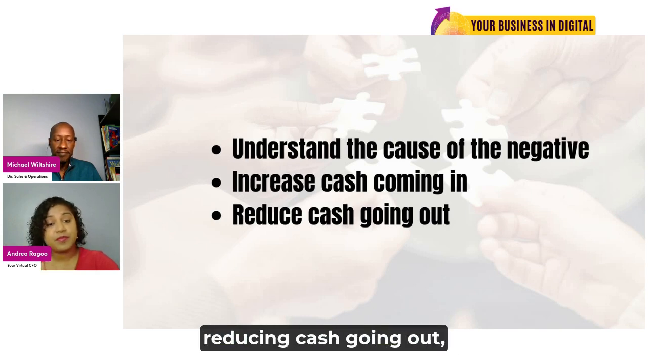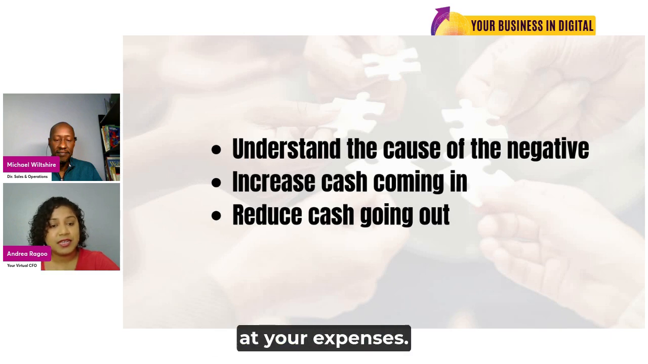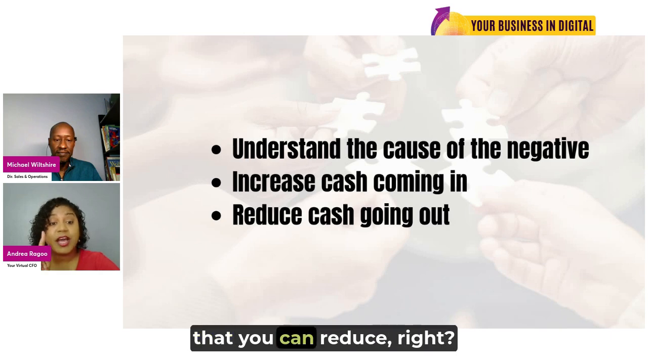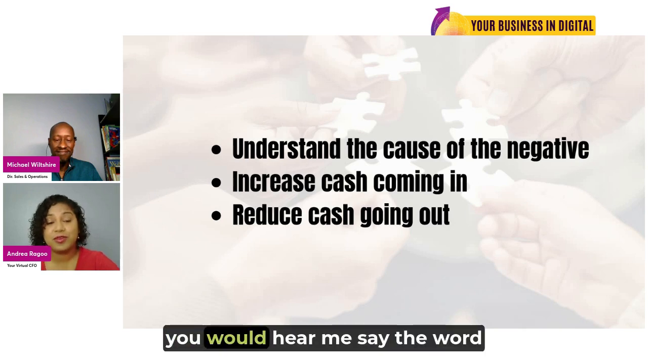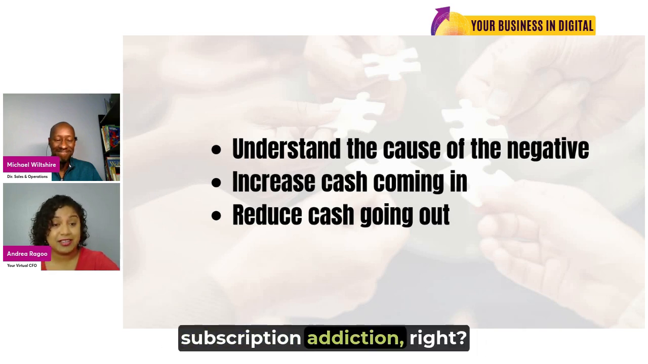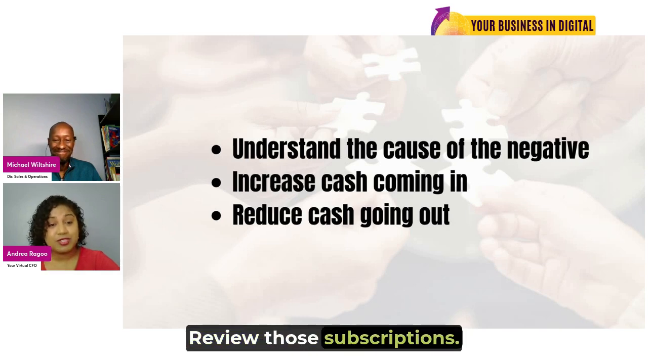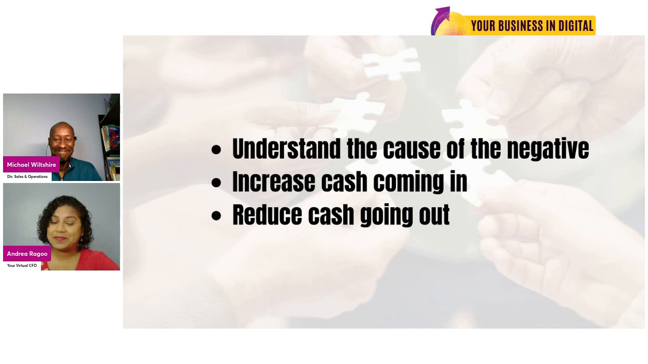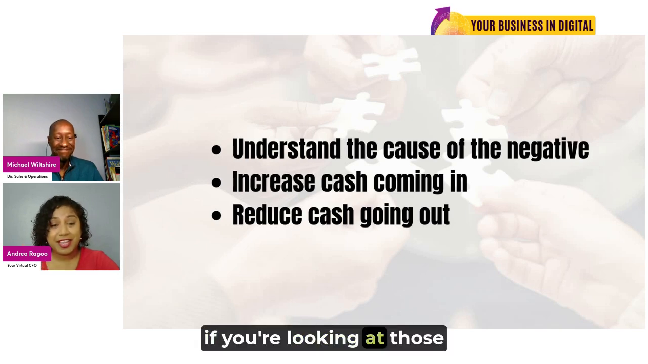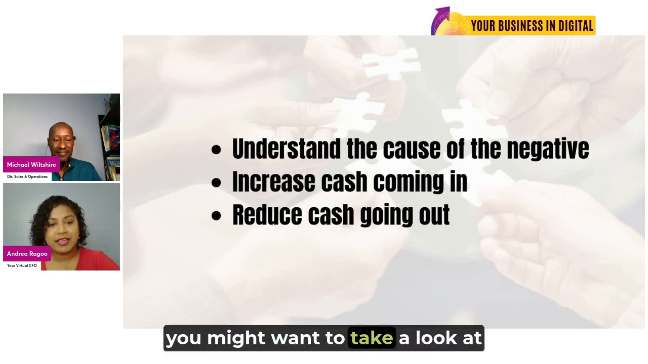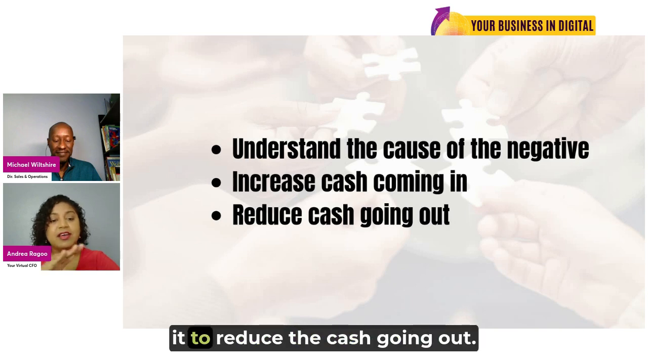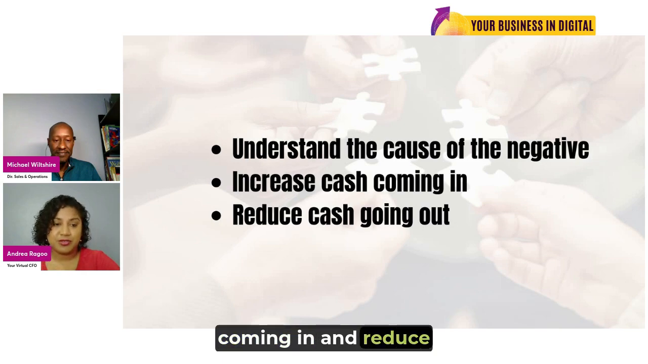And on the flip side, reducing cash going out, you might want to look at your expenses if there's anything that you can defer or if there's anything that you can reduce. Right? So my favorite example, if you've been on this show before, you would hear me say the word subscription addiction, right? Review those subscriptions. And if you're looking at those subscriptions and you find too much money is coming out every month, you might want to take a look at those subscriptions and reduce them to reduce the cash going out. So just generally increase cash coming in and reduce cash going out.